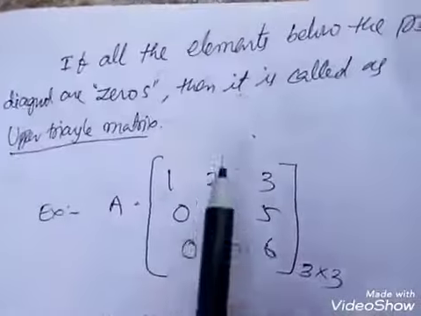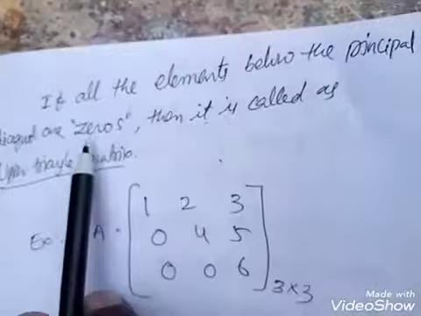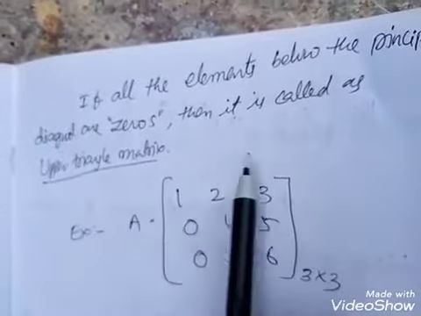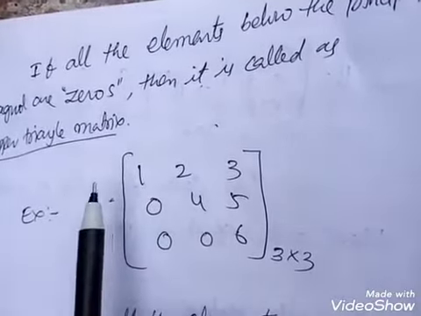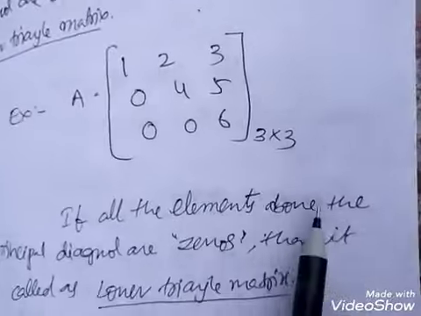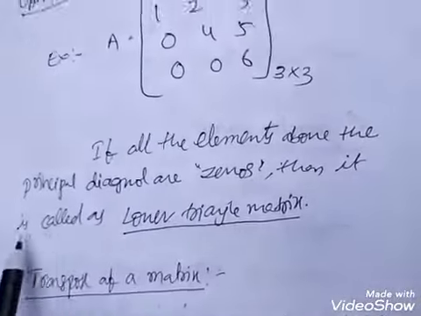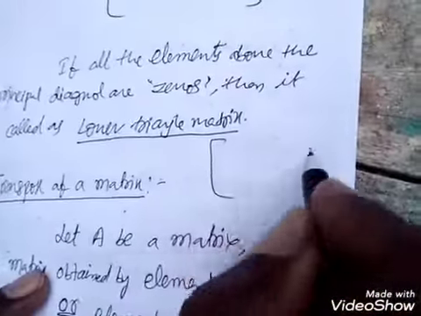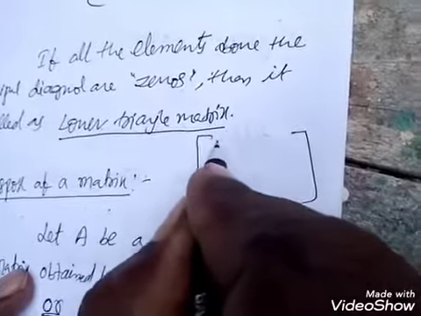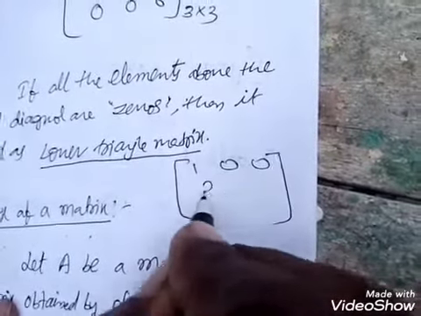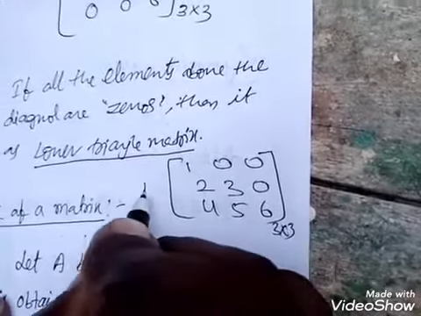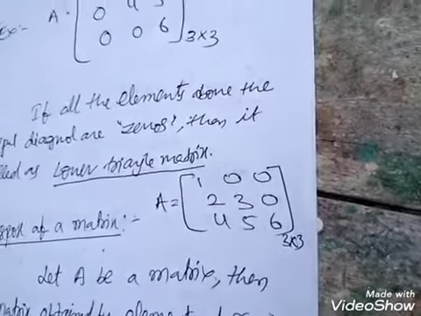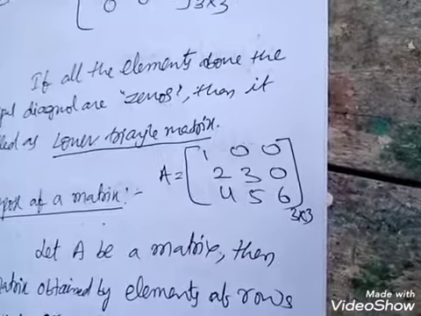Now, if all the elements below the principal diagonal are zeros, then it is called an upper triangular matrix. Observe, this is the principal diagonal. If all the elements below it are 0, then it is said to be an upper triangular matrix. If all the elements above the principal diagonal are zeros, then it is called a lower triangular matrix. Here, if you take an example of a lower triangular matrix, it is 1 0 0, 2 3 0, 4 5 6. Observe, here the elements above the principal diagonal are zeros, so it is said to be a lower triangular matrix.